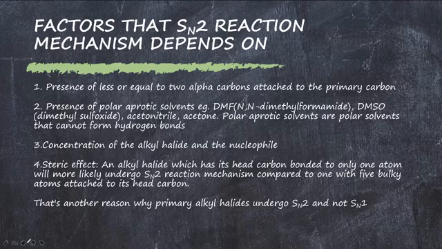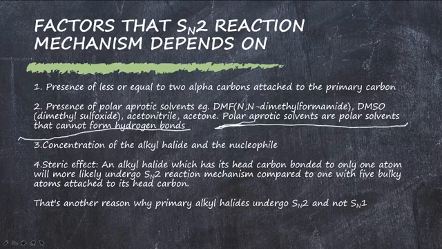Next is the presence of polar aprotic solvents. Polar aprotic solvents are solvents that do not form hydrogen bonds. They are always going to be polar solvents. They must be polar. That's just something you need to know. Examples of polar aprotic solvents are DMF, that's N,N-dimethylformamide, DMSO, dimethyl sulfoxide, acetonitrile, and acetone. There are other examples, but these four are the common examples. That's why I gave you the examples. Now, polar aprotic solvents, like I said earlier, are polar solvents that cannot form hydrogen bonds.